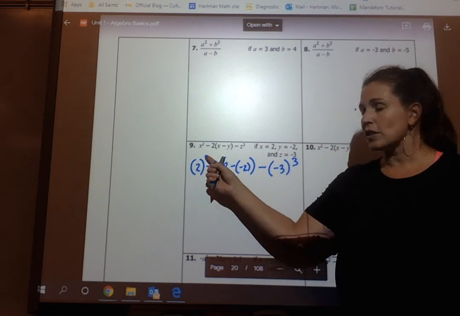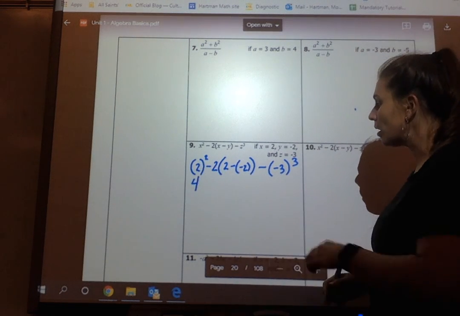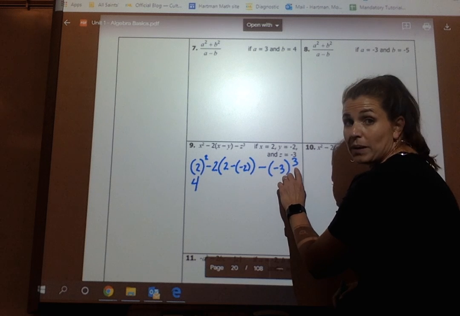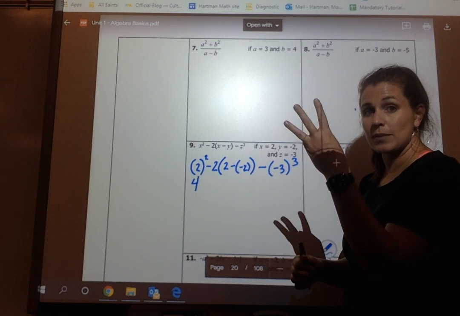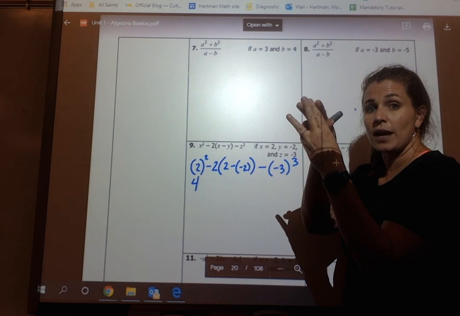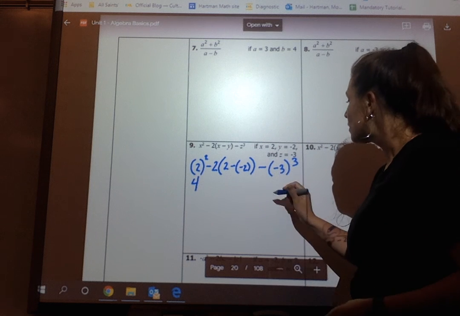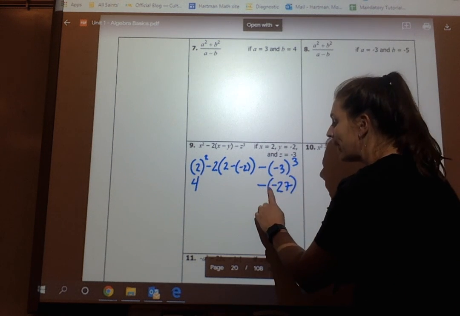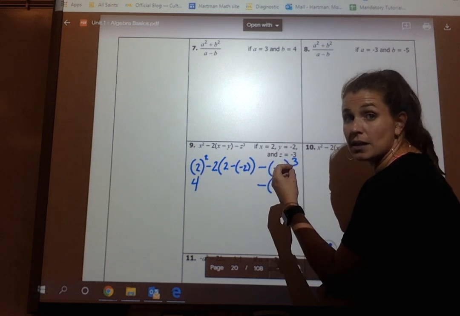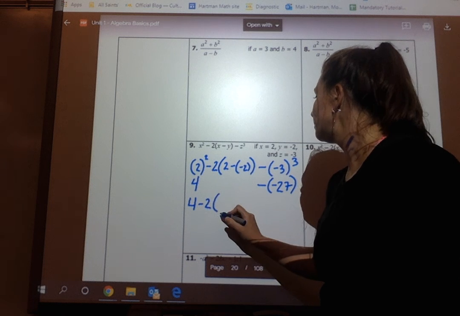So order of operations, I can do exponents first. So 2 squared is 4. And I'm going to come over here and do negative 3 cubed because it's exponent again. So that's negative 3 times negative 3 times negative 3, which is positive 9 times negative 3, and it's a negative 27. So when you have minus a negative 27, a minus and a negative becomes positive. So be careful there. So I'm going to rewrite it to be 4 minus 2.